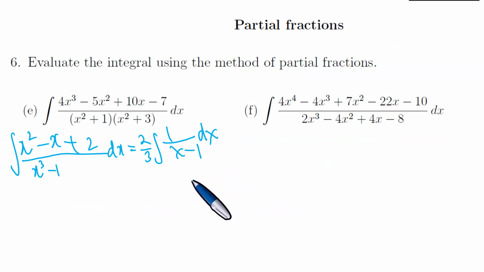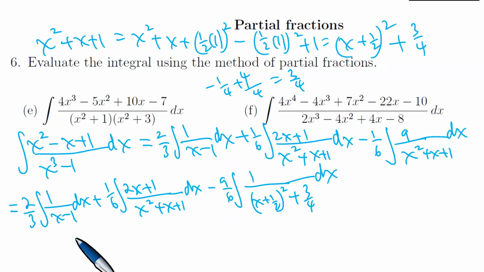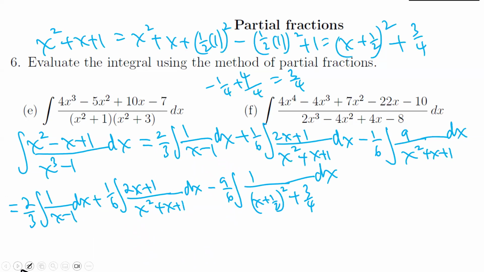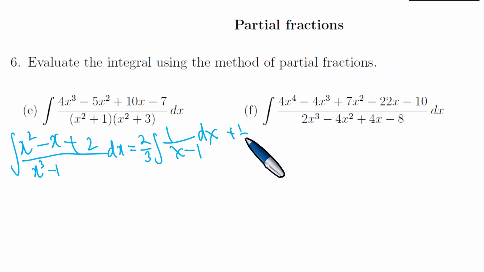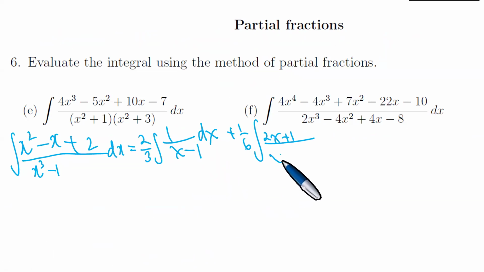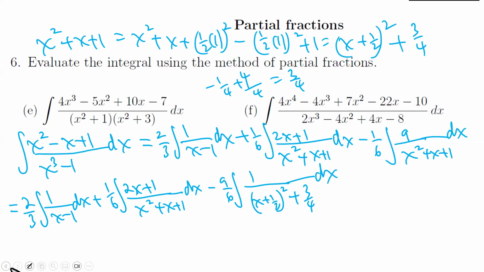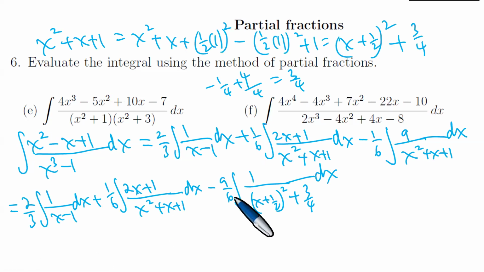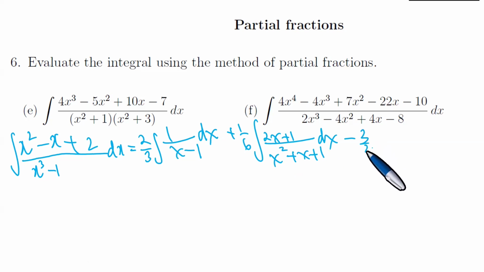Yeah, okay, we're back. Now it is 1 over x minus 1 for this one, and then 1/6 of the 2x plus 1 over x squared plus x. Okay, now the minus 9 out of 6 is the same as minus 3 out of 2. That's minus 3 out of 2, the integral of that.